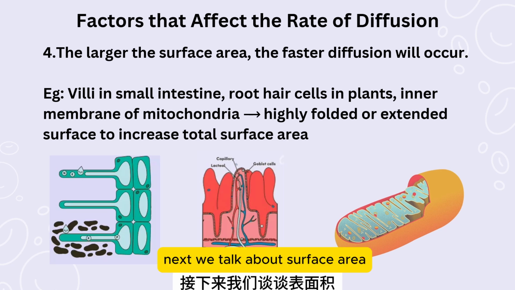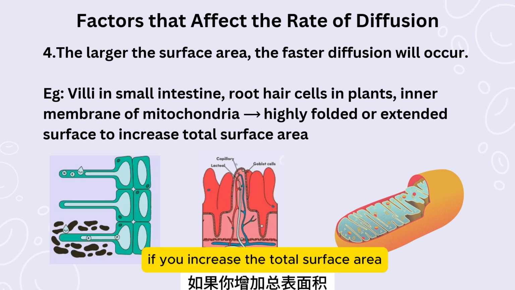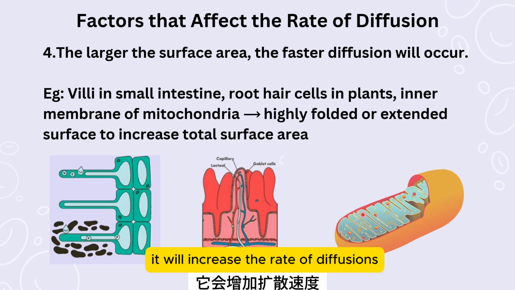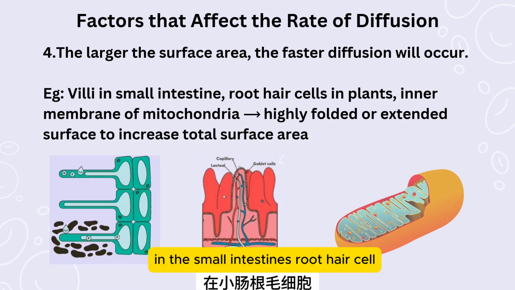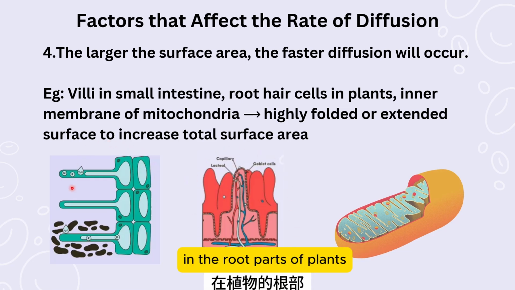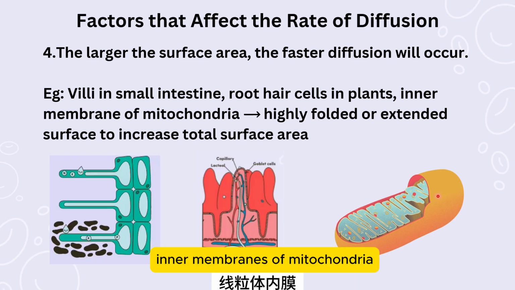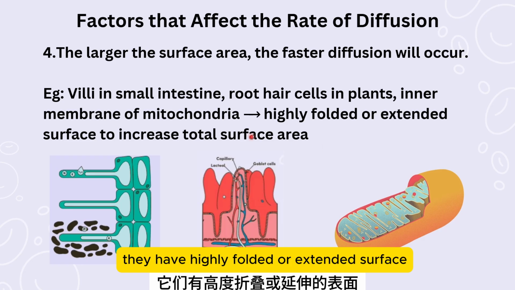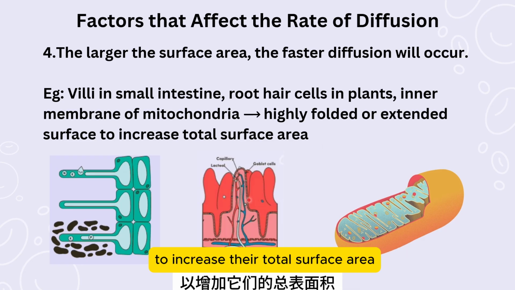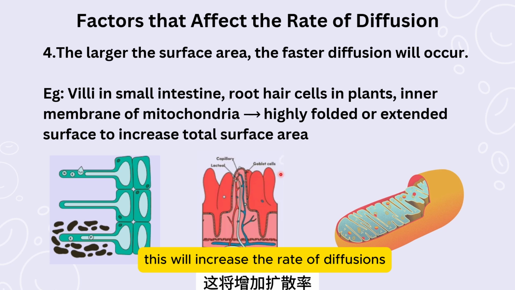Next, we talk about surface area. If you increase the total surface area, it will increase the rate of diffusion. The cells are adapted for diffusion, like the villi in the small intestine, root hair cells in the root parts of plants, and the inner membranes of mitochondria. They have highly folded or extended surfaces to increase their total surface area. This will increase the rate of diffusion.